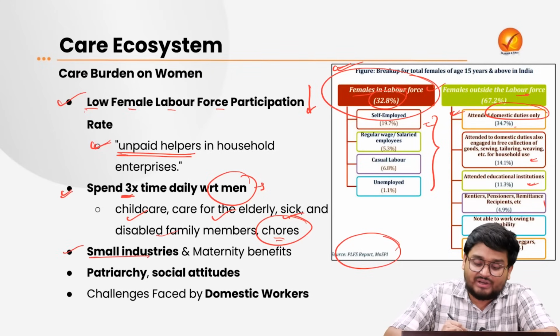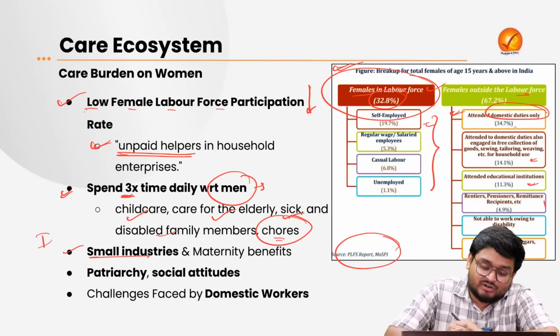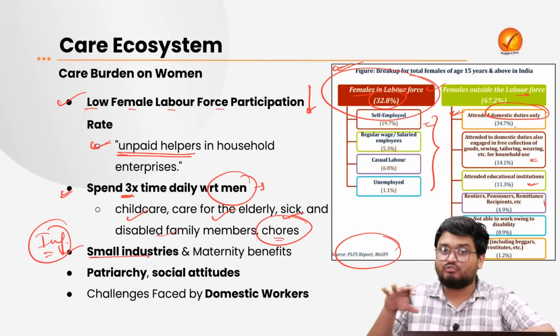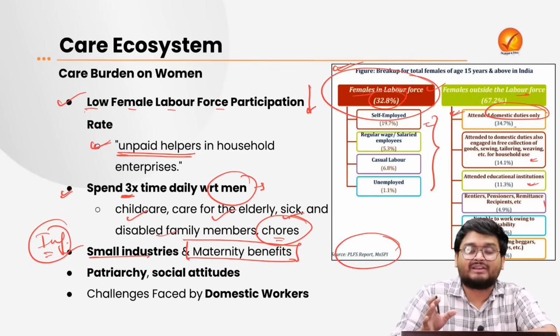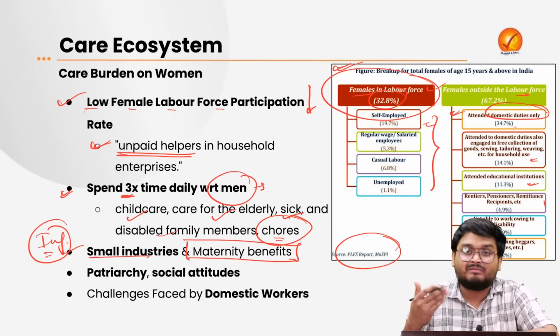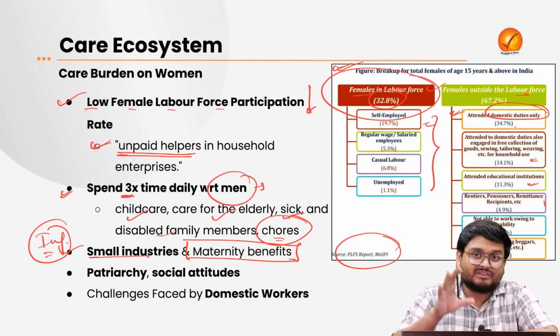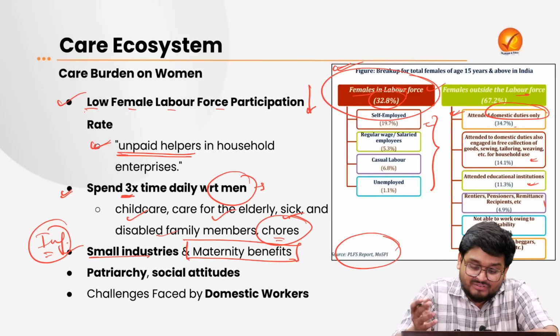Also, we understand the small industries, right? They are already small in number and they are a part of the informal sector. So they do not generally give any social security benefits to the women employees. And also, they are deprived of various maternity benefit initiatives, which are a part of very prominent corporate sectors, right? So these are also one of the reasons why the women in our country are not being included in this particular sector.